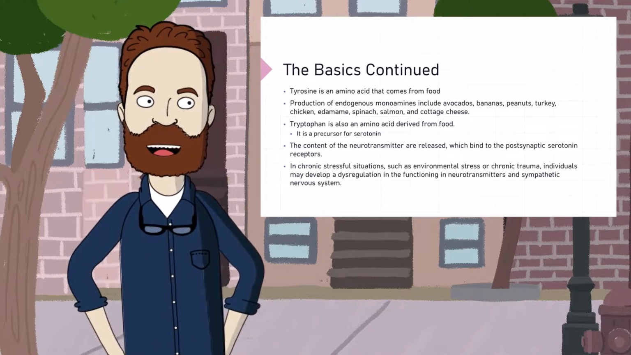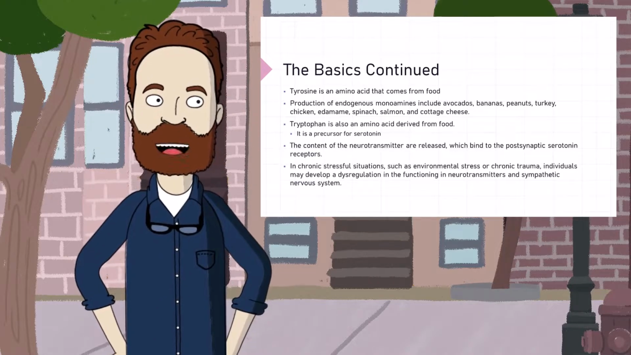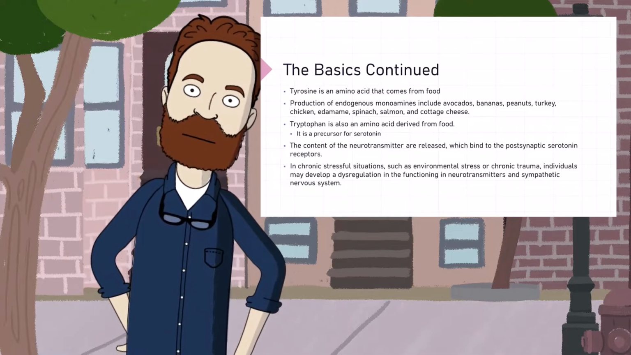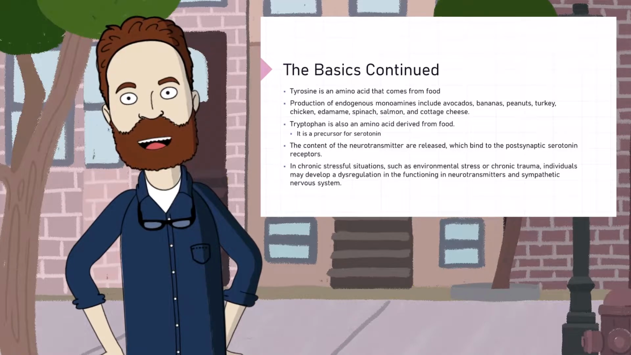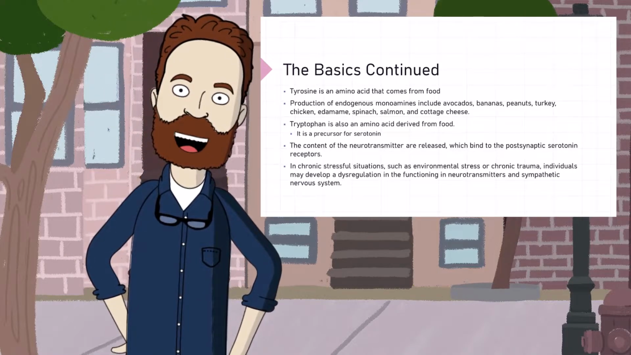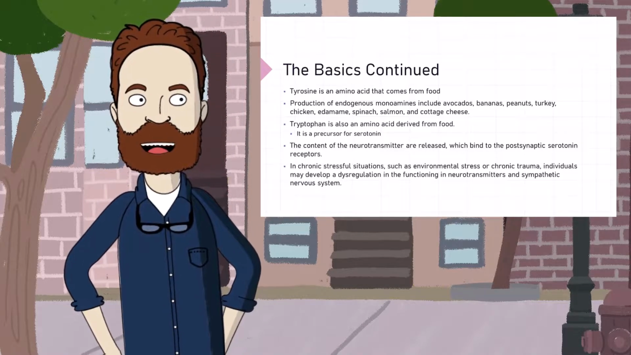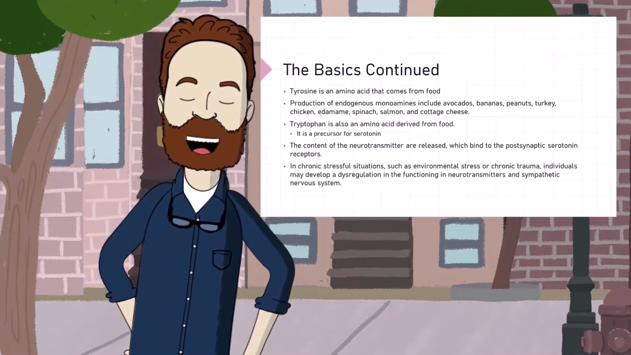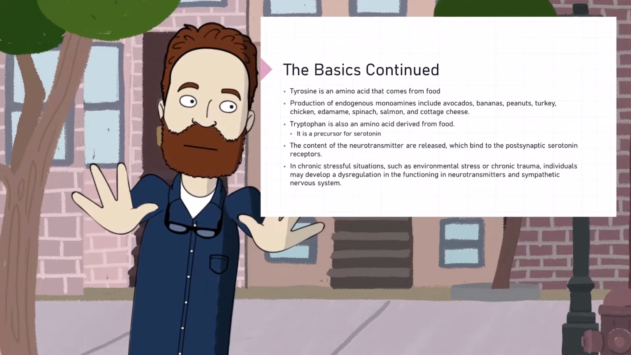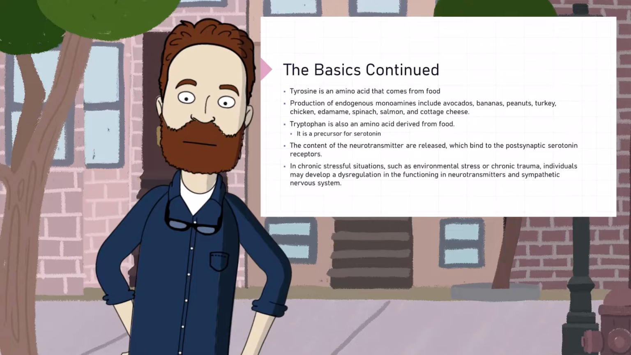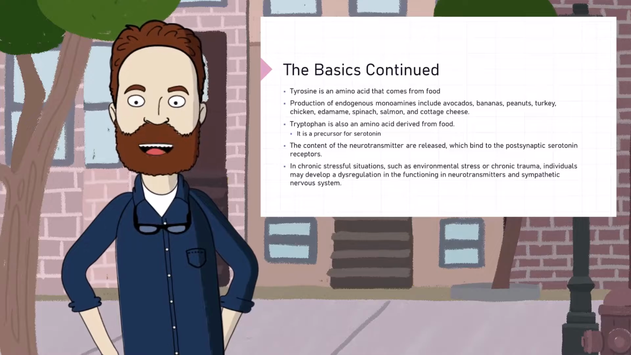And then the other thing we have to think about is tryptophan, which is also an amino acid derived from food, and that's actually a precursor to serotonin. And some of the theories behind major depressive disorder say that chronic stressful situations, such as environmental stress or some kind of chronic trauma, may cause a dysregulation in the functioning of the neurotransmitters, and more specifically in the sympathetic nervous system. And as a result of chronic trauma, individuals become more susceptible to depression, anxiety, and other mental disorders.